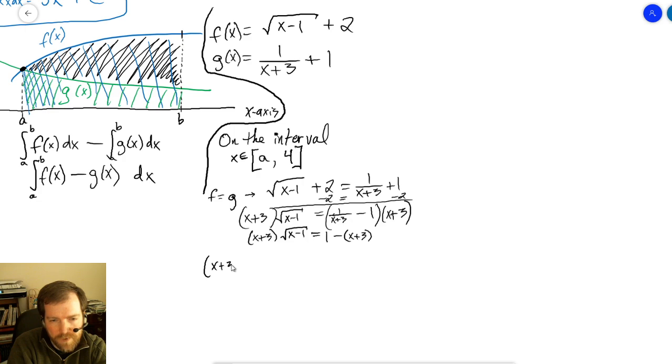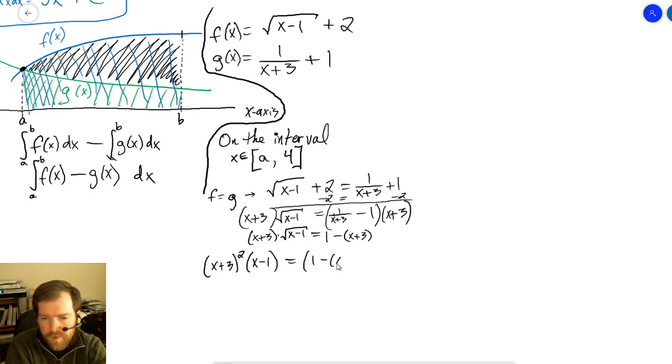So this is going to be x plus 3 squared times x minus 1. All right, if all terms are squared, these are multiplied, so square each term. Is equal to parentheses 1 minus parentheses x plus 3 squared. Like I said, I'm being a little weird, but that's just me. Here, if we multiply this out, this is going to be x plus 3 squared times x minus x plus 3 squared is equal to 1 minus twice x plus 3 plus x plus 3 squared.